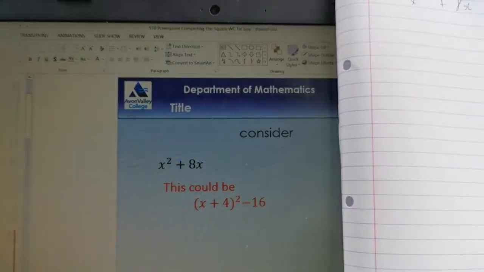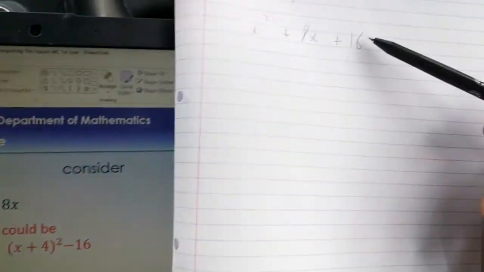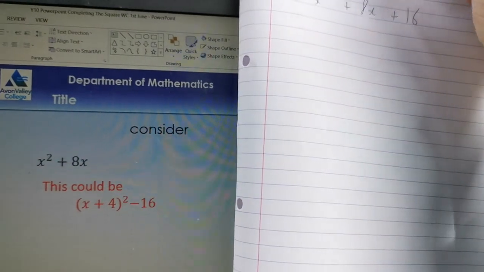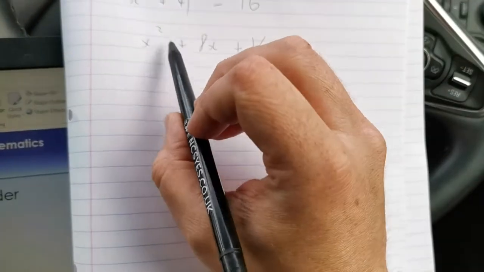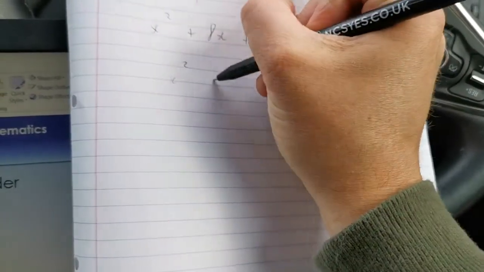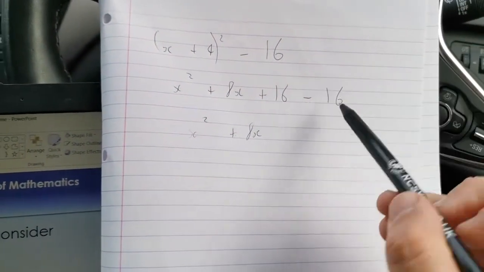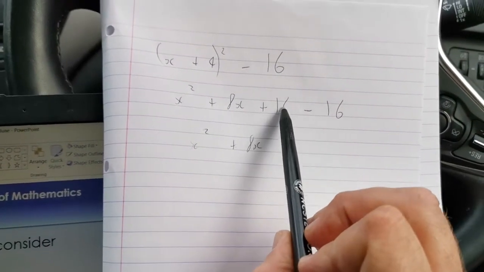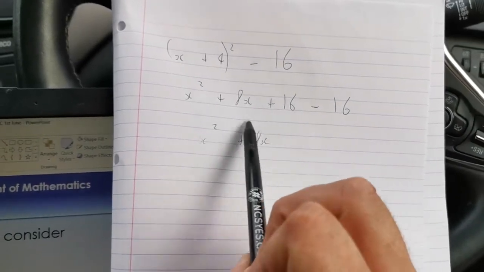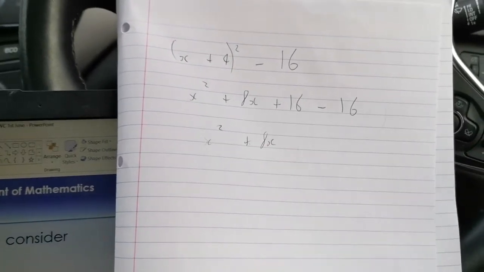However, if I've got x squared plus 8x, I don't have this 16 here. So what I can say is that x plus 4 squared minus 16 is the same as saying x squared plus 8x plus 16 minus 16, which then comes out as x squared plus 8x. So that minus 16 is cancelling out the 16 we got from the x plus 4 squared, and that leaves us just with x squared plus 8x. Now this is key to when we're looking at completing the square.